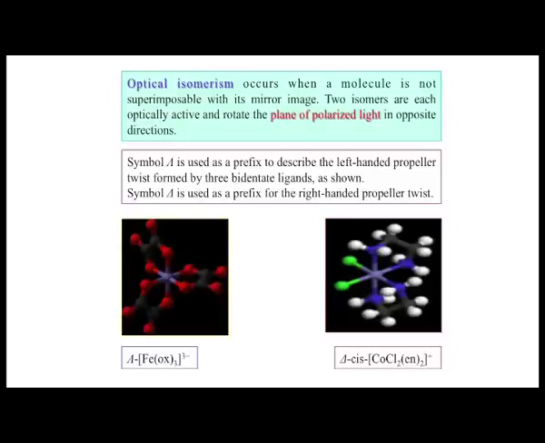So, left matches with lambda. You will not forget that left is L and lambda is also L. And right is delta, a right handed propeller twist. So, when we determine a compound and its structure, we view this particular compound through the trigonal plane.